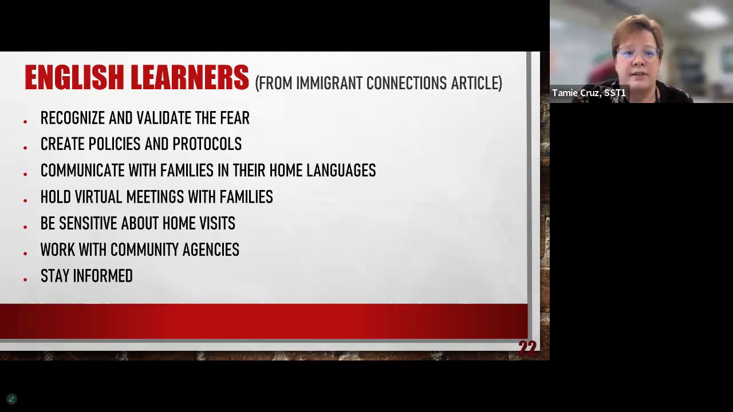So in order to help mitigate that, we want to recognize and validate that fear. It is a real fear. It is happening. Not so much ICE showing up at schools, though I've seen a couple of places, but people are being arrested with the intention to deport them. We want to make sure that our school has created a policy and a protocol. If ICE does show up at the school, what is the protocol that is going to be followed? In the past, schools have been considered safe havens where ICE was not allowed to enter.